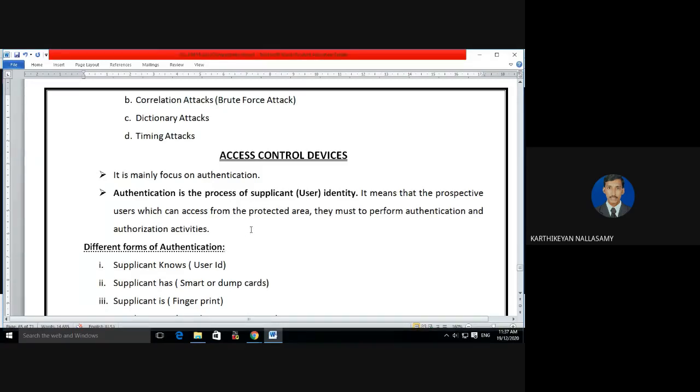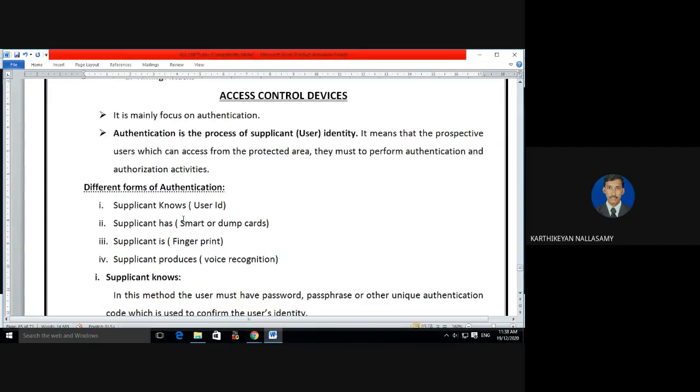Actually, access control devices mainly focus on authentication. Authentication is the process of identifying the user's identity. There are different kinds of authentication possible: an ID, or maybe some cards for ID authorization, or a fingerprint method, or a voice recognition method. So these are the four authentication types that exist. The first is by what you know, the supplicant knows. Next, what the supplicant has, that means you have some card.